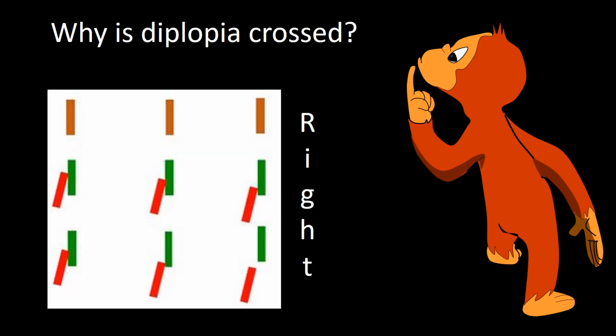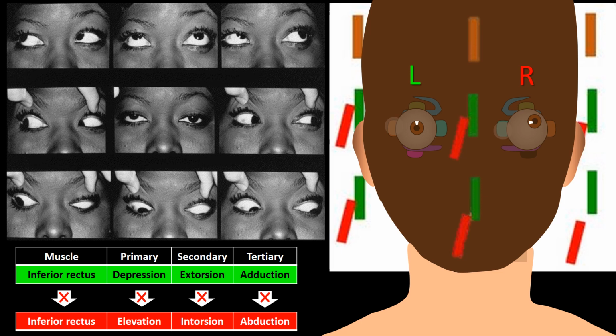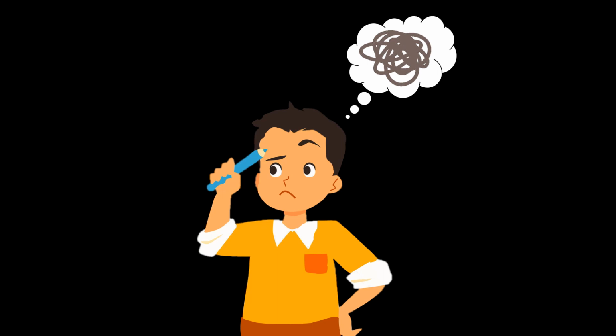The third question is, why is diplopia crossed? This question takes a little explaining. The term crossed diplopia indicates that the image belonging to the left eye is displayed to the right of the image belonging to the right eye, and the image belonging to the right eye is displayed to the left of the image belonging to the left eye. This is the result of the loss of the adducting power of the inferior rectus, which produces eye abduction. The reason excessive abduction leads to crossed diplopia is convoluted, but in the next few minutes we will unravel it and package it in a neat bundle.